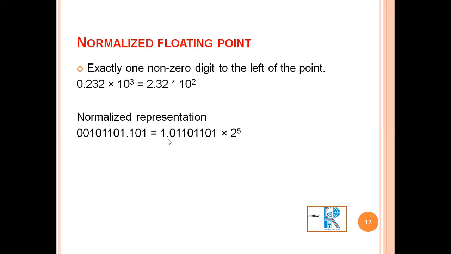So this is 1.01101101 times 2 to the power 5. If I multiply it by 2 to the 5, that means moving 1, 2, 3, 4, 5 places, we get the same number. So this number is the normalized floating point representation. Clear? This is very important for the machine. This is not normalized. This is normalized. This is not normalized. This is the normalized floating point representation. Clear? Because there is exactly one non-zero digit to the left of the binary point here. Any number for normalized floating point representation, you have to write in this way.